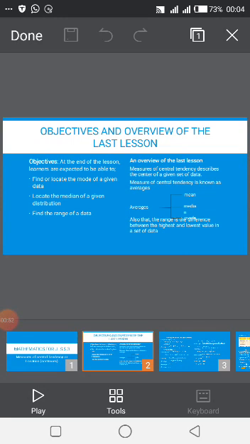An overview of our last lesson. We said that the measure of central tendency describes the center of a given data. Measures of central tendency, which are also known as averages, are the mean, median, and mode. Also, the range is the difference between the highest and the lowest value in a set of data.